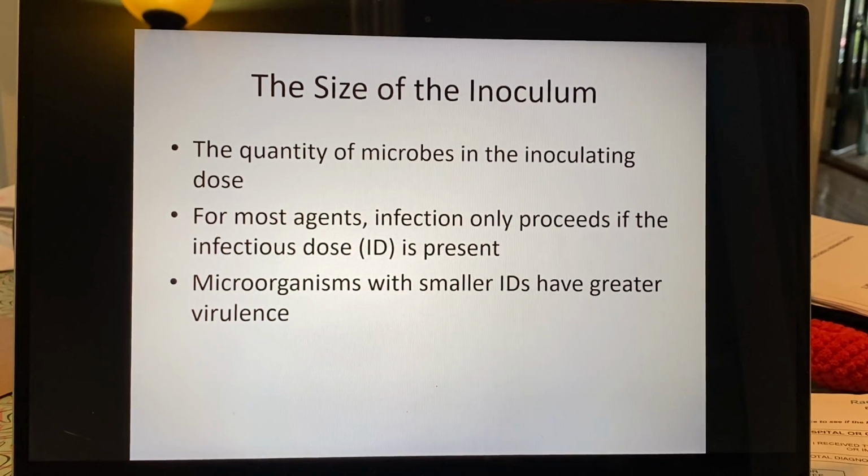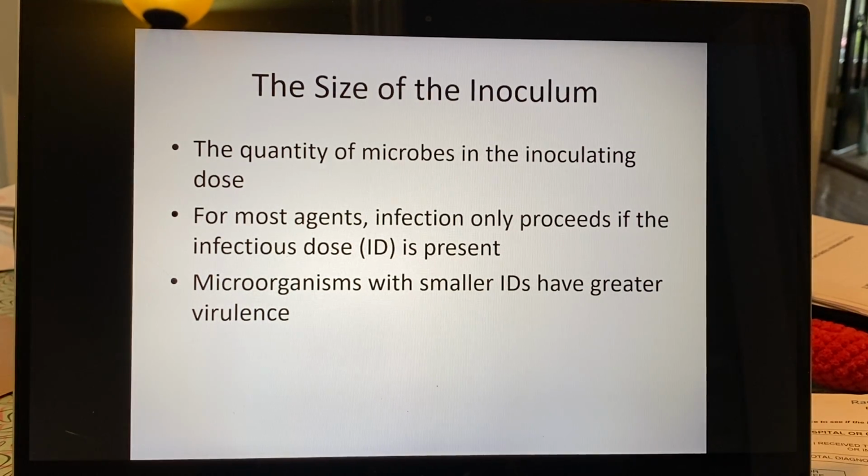Infection will only proceed if something called the infectious dose is present. And in one of the sheets that I also attached in the module for the PowerPoints for the last unit, is a definition. So ID 50, which stands for infectious dose 50, is the amount of inoculum of that pathogen that would be required to make 50% of the population sick.